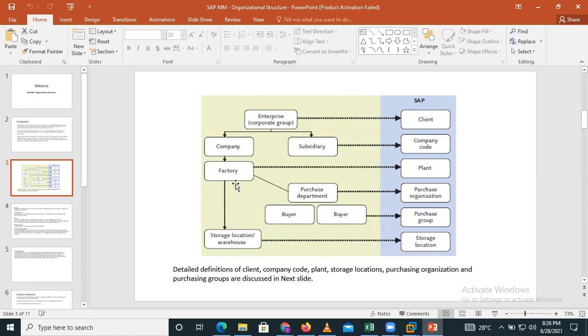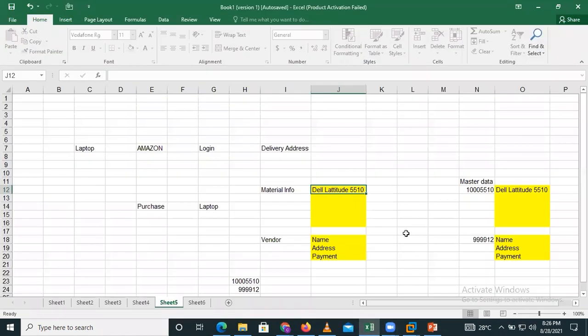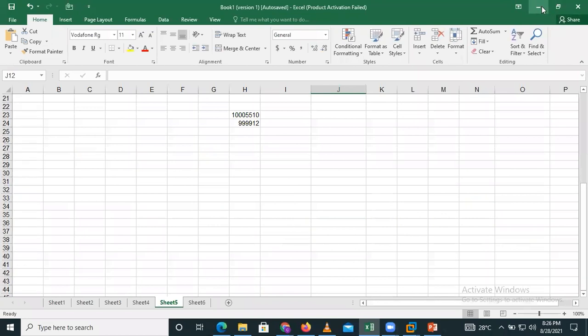Now, in each plant, we have some space where we keep our stock. That is called a storage location. In SAP also we call it a storage location. So a warehouse, in general terms, is called a storage location in SAP material management. From the material management point of view, we need to discuss these organization units. So let us discuss this theoretically, and then we will define our own organization, our own company here.